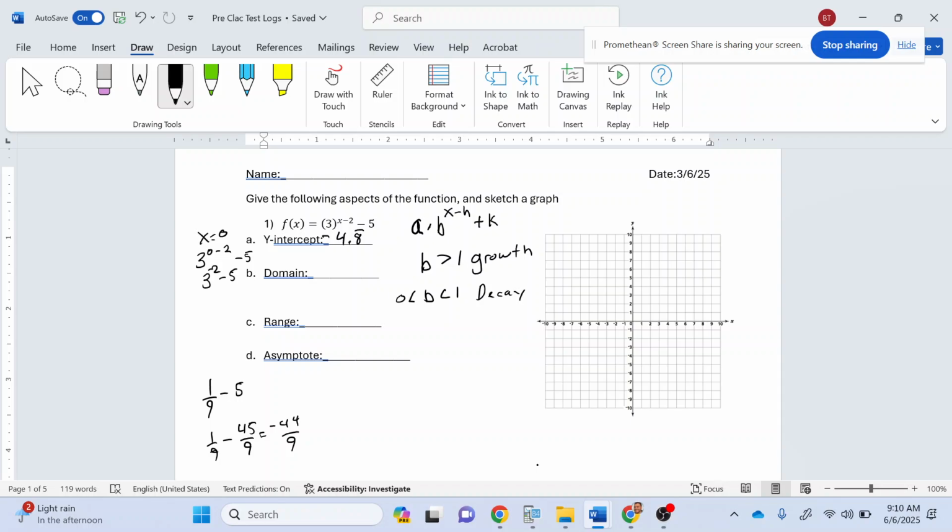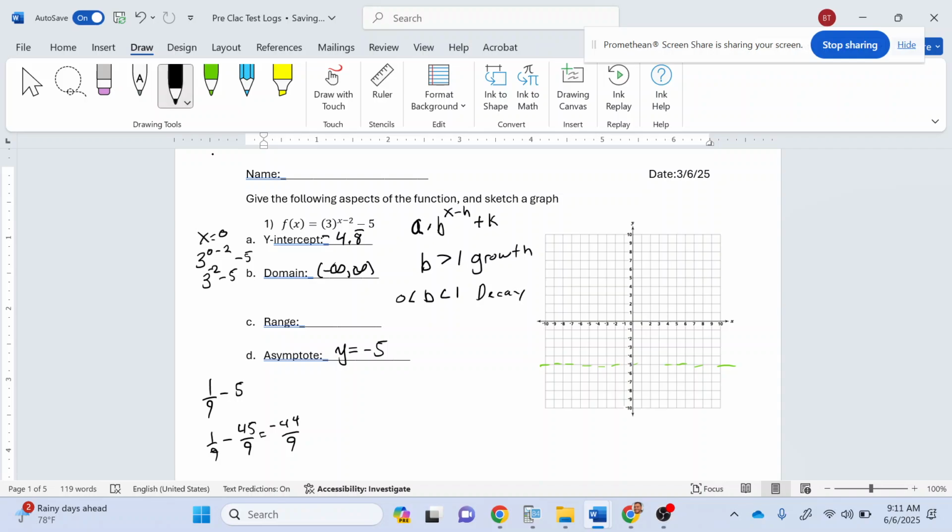All right, domain. Domain for an exponential function: I can plug in anything for the x, positive, negative, or whatever. So the domain is all reals, or negative infinity to infinity, with soft brackets because you never reach infinity. The range is going to be based off the asymptote. Now the asymptote is just the k value. So the k value is y equals negative 5. So I have a visible line at negative 5 that I can't pass.